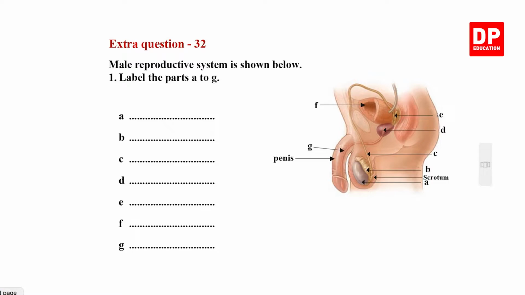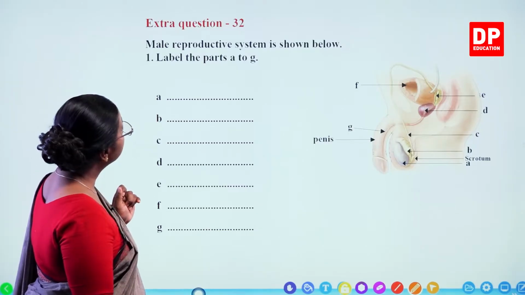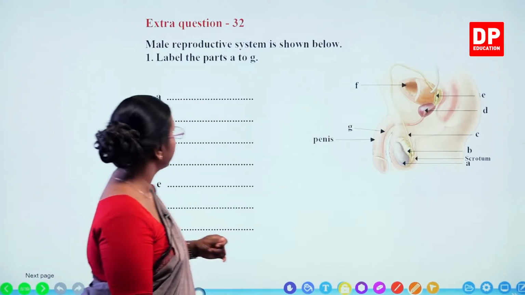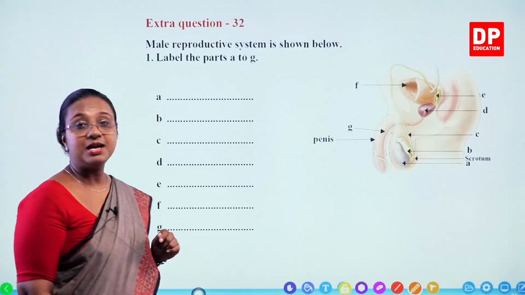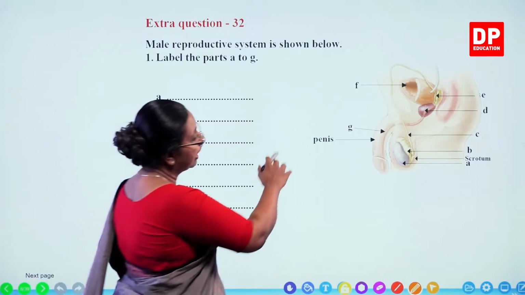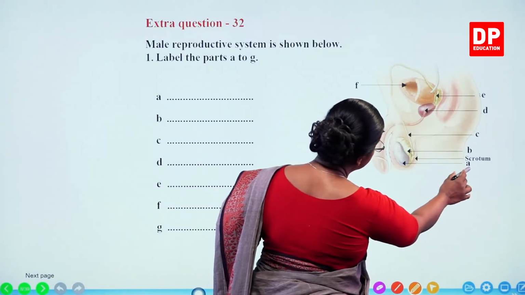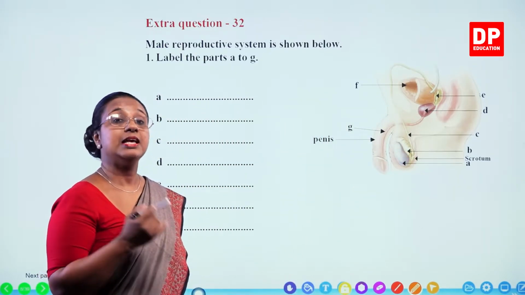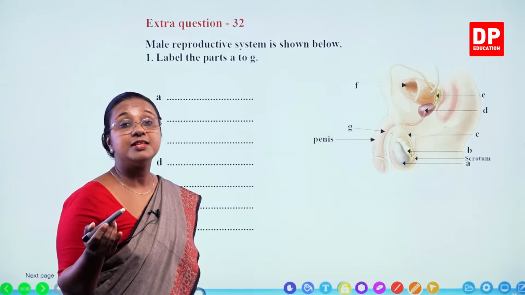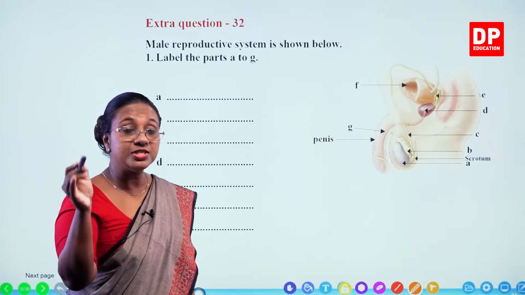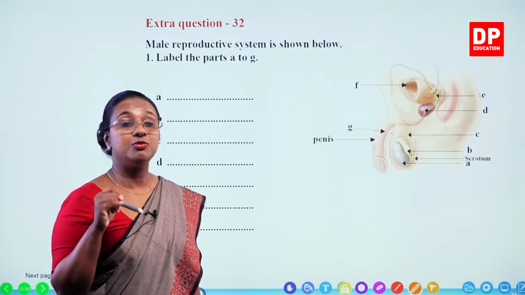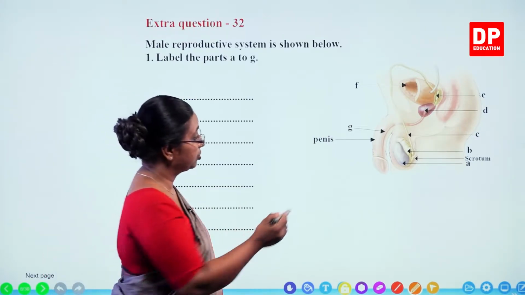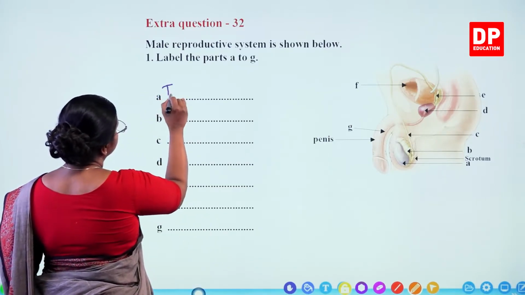Extra question 32. The male reproductive system is shown below. So, you are familiar with the male reproductive system. Label the parts A to G. If we look at the parts, you all can see A is labeled here. What is the structure? It is the testis. Inside the testis only, there are the seminiferous tubules, there are the lobules. Inside the seminiferous tubules is where the sperms are produced. So, A is testis.